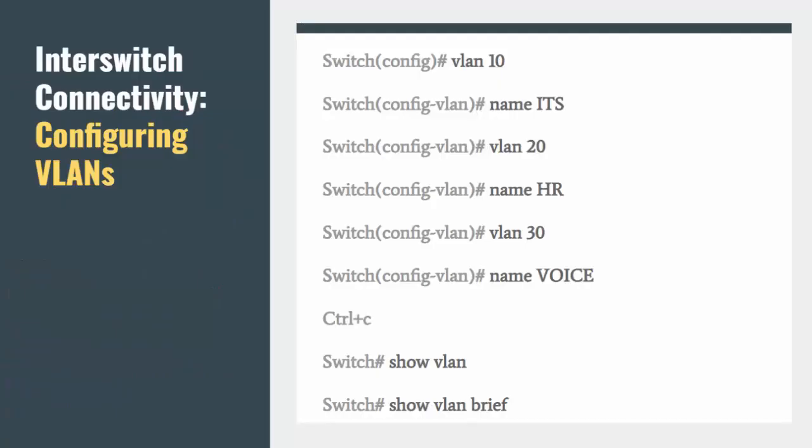Let's look at the configurations to configure VLANs. So basically you've got the switch here, you're in global config mode. VLAN 10 creates the VLAN, name ITS creates the name of the VLAN, then you can create another VLAN, give it a name, create another VLAN, give it a name. Control C, show VLAN and show VLAN brief to take a look at those VLANs.